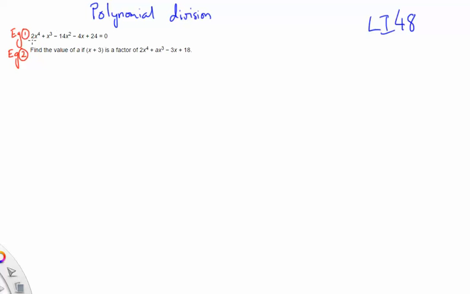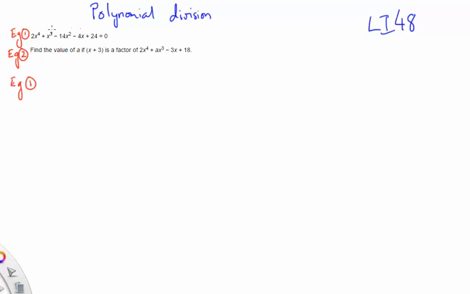This first one here wants us to solve this equation without a calculator. Look at that: 2x to the 4 plus x cubed minus 14x squared minus 4x plus 24 equals 0. We've got to solve that without a calculator. Well, there's one way to go about this really, and that's to factorize. So how are we going to do this?